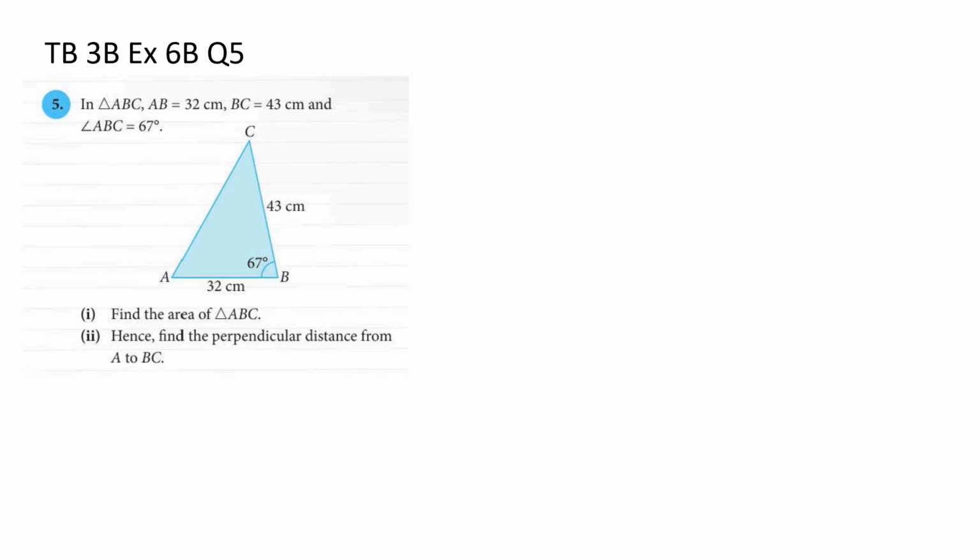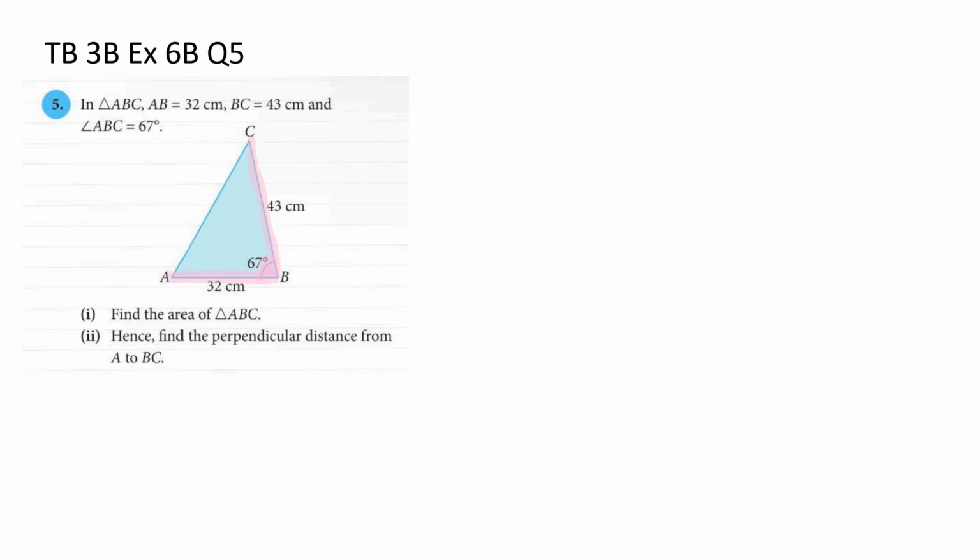Alright, let's look at another question. In this question here, part 1 is just to find the area of triangle ABC. For part 1, we can just use the formula directly because you're given the two sides and you're also given the included angle. So it's relatively alright for part 1. But for part 2, we will have to make use of what we have found in part 1 to find the perpendicular distance from A to BC. You need to draw a perpendicular line from A to BC and find the perpendicular distance. So let's do part 1 first.